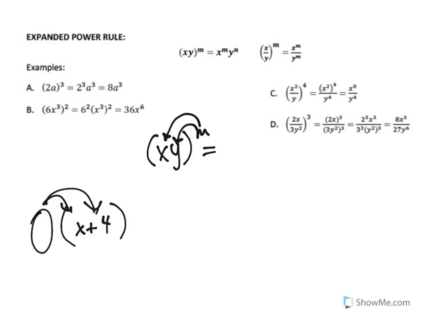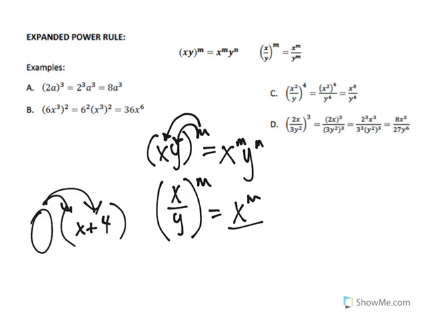So I give an m power to each piece in the parentheses, and I get x to the m times y to the m. And now, it's saying the same thing when we divide. If we have x divided by y to the m power, it becomes x to the m power over y to the m power. So it's basically just saying the same thing as the distributive property, it's just using it with an exponent now. Let's do an example.